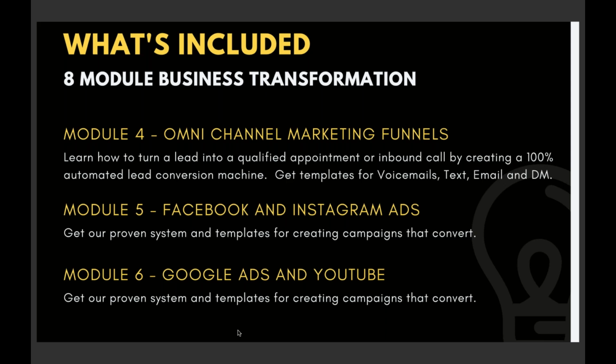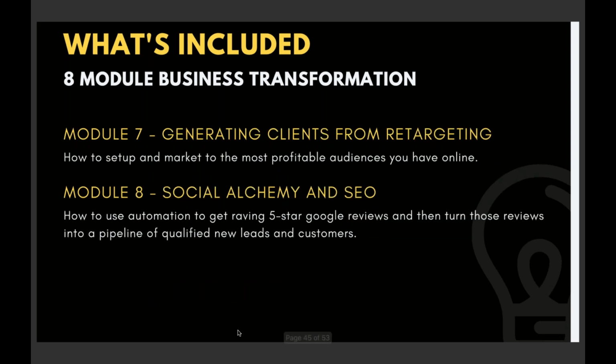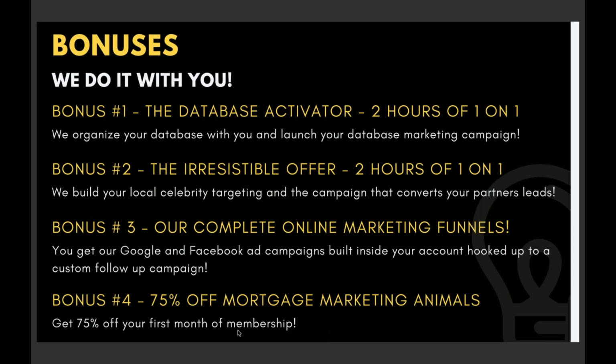Module number 6 is Google and YouTube ads, where you literally get who we target, the ads that we run, all that good stuff. It's a proven template that we're spending hundreds of thousands of dollars on. And I just take you into the account. I'm like, here's the targeting, here's the ad copy so that you can take it, duplicate it, put it in your own account. Then generating clients from retargeting is module 7. And then social alchemy, which is getting 5-star reviews in SEO, is module number 8. So that is our 8-module business transformation.